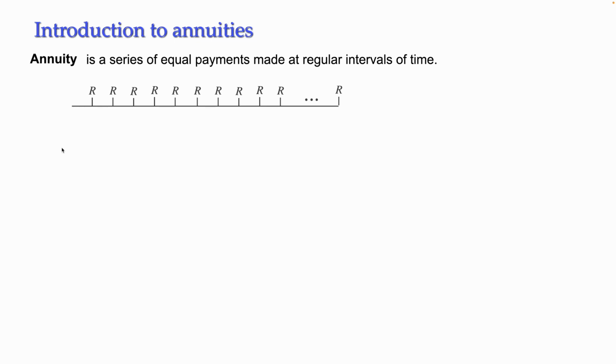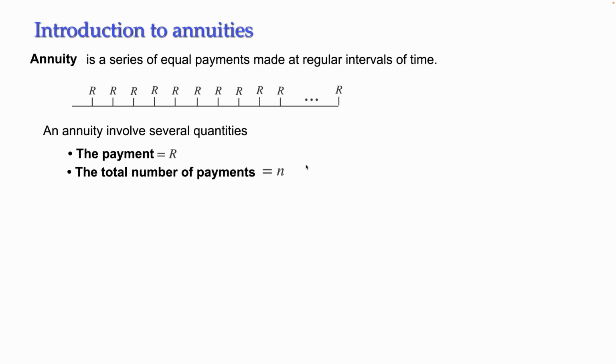There are several quantities involved in an annuity. And the first, of course, is the payment. And the payment will be symbolized by the letter R. Another important quantity will be the number of payments. So you can count how many payments you made. And for this number of payments, we'll have a symbol. We are going to be using the letter N.